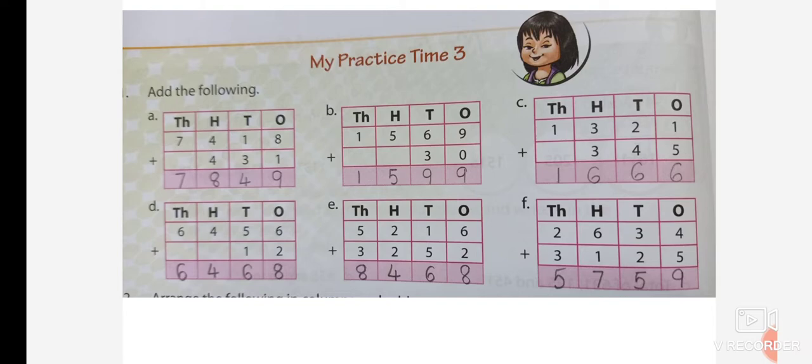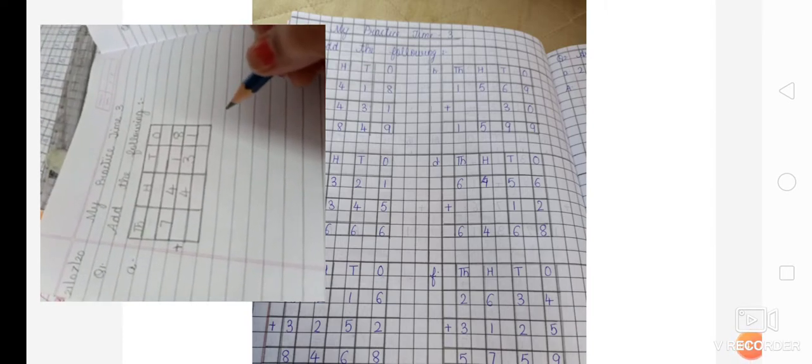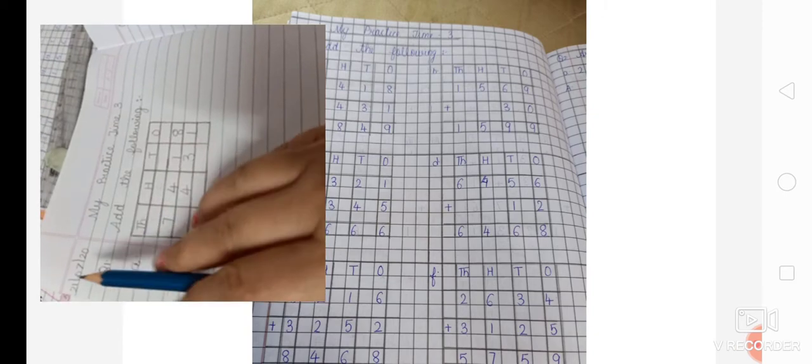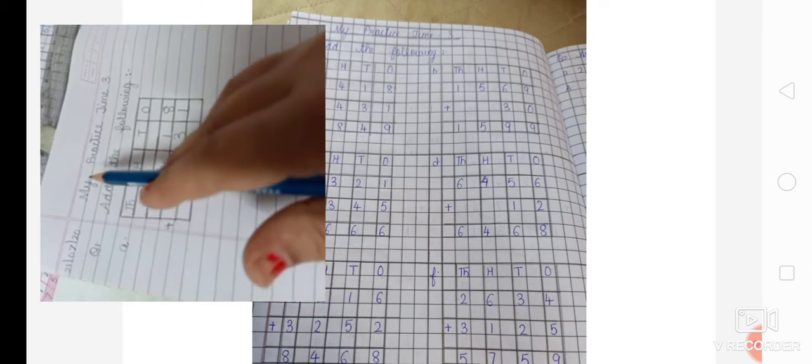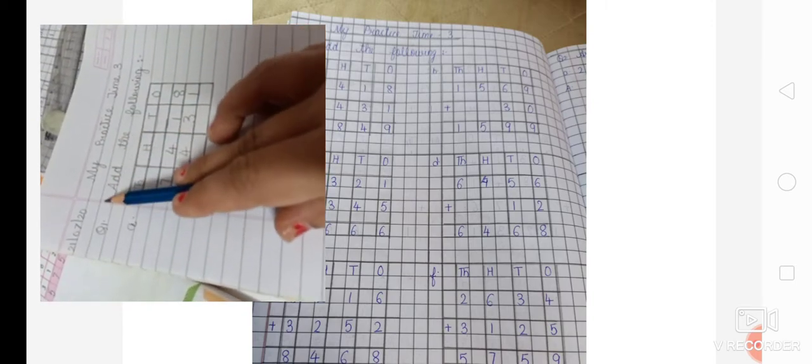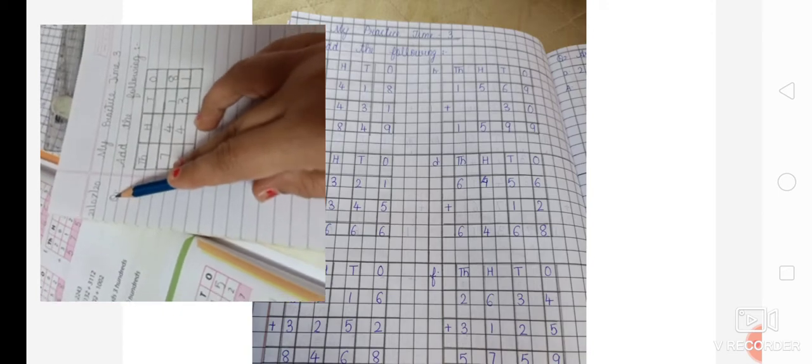Now we'll solve these sums in the notebook also. I'll show you how to solve in the notebook. Students, this is the way you will write in the notebook. First you will put today's date, that is 21/7/20. Then you will write My Practice Time 3, question 1, add the following.